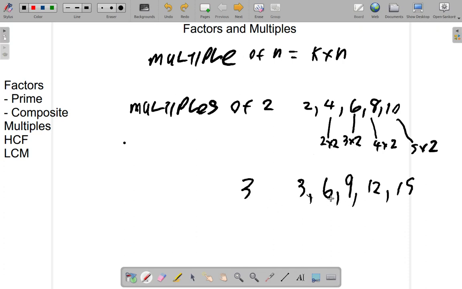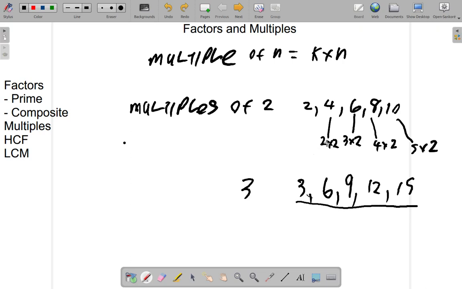3 into each of these will give you a number without a remainder. 3 into 3 is 1 time, no remainder. 3 into 6 is 2 times, no remainder, or remainder 0. 3 into 9 is 3, remainder 0. 3 into 12 is 4, remainder 0, and so on. 3 into 15 is 5, remainder 0. So these are multiples of 3.